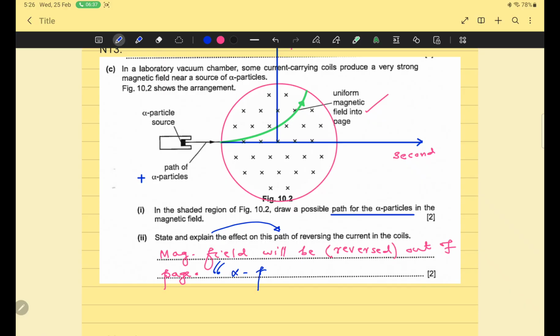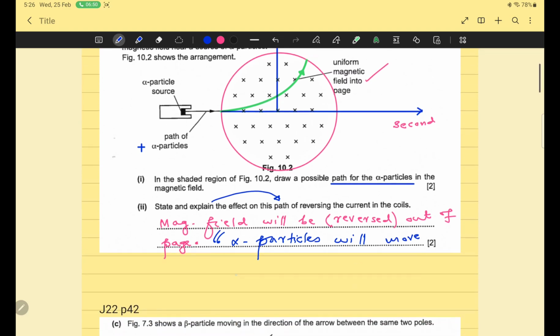Alpha particles will move downward along a curved path.